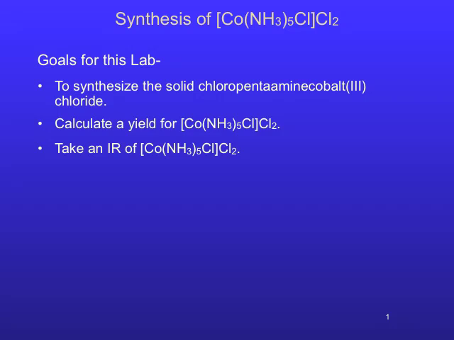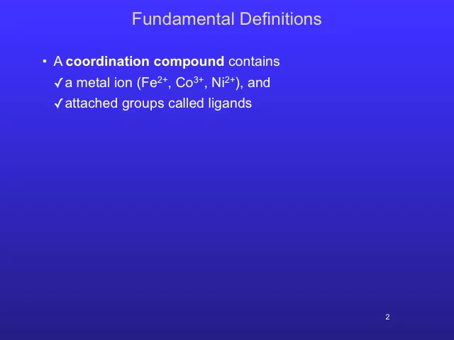In this experiment, you will synthesize a transition metal compound, chloropentaamine cobalt-3 chloride. This compound is a solid at standard conditions, so you will determine a percent yield based on the mass of product formed. Characterization of this substance will be completed using infrared spectrophotometry, or IR. There are two definitions which are fundamental to this experiment.